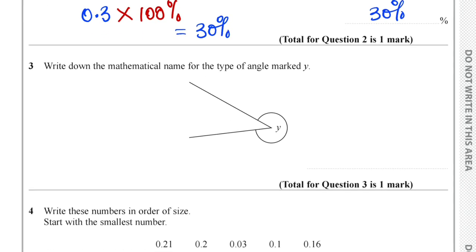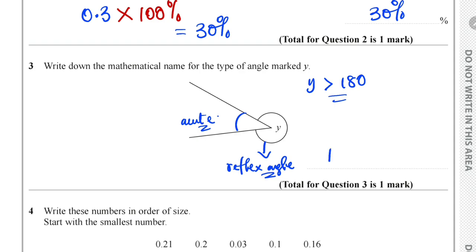Now write down the mathematical name for the type of the angle marked Y. Now, by careful observation, you'll find out that this angle that is here is actually an acute angle. Okay, an acute angle is actually less than 90 degrees. So it therefore means that Y must be greater than 180. If this is less than 90, common sense. So therefore, this should be a reflex angle.